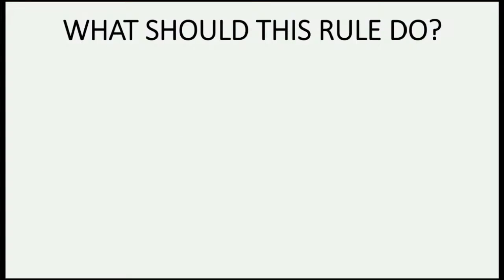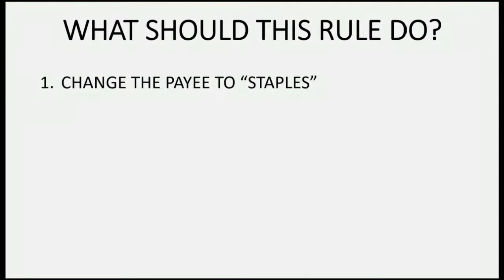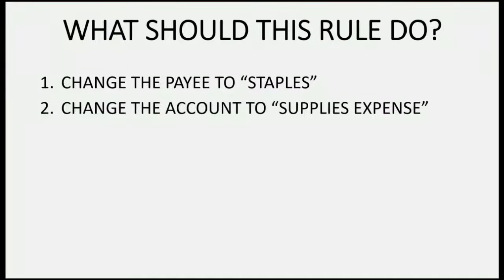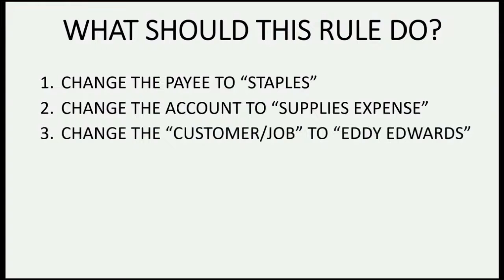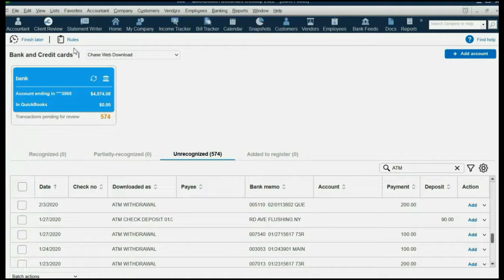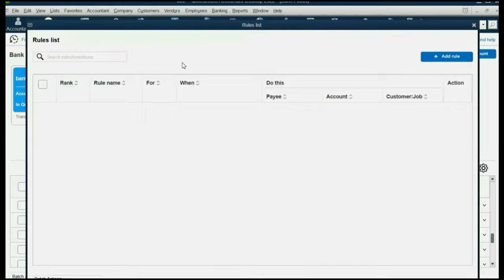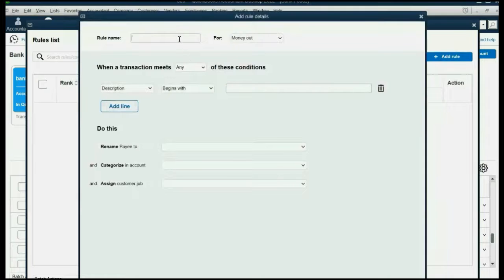So once we determine this, what do we want the rule to do? We want the rule to change the payee of the transaction to Staples, and we want to change the account on the rule to supplies. And thirdly, because we're in advanced mode, we want to change the customer job to Eddie Edwards. Now, if we come up here and click Rule, and we get the rule list, in the top right, we click Add Rule. Now, we can name it ATM as the name of the rule, and that's fine.